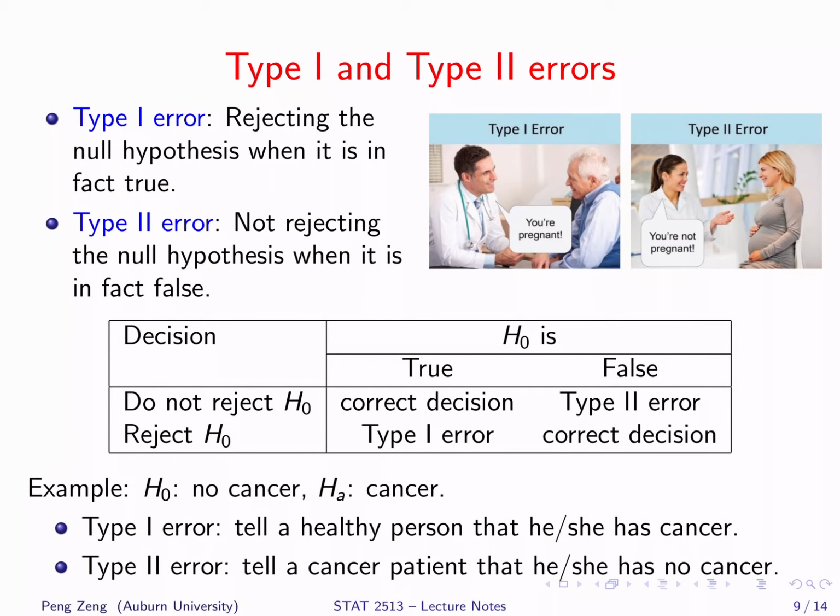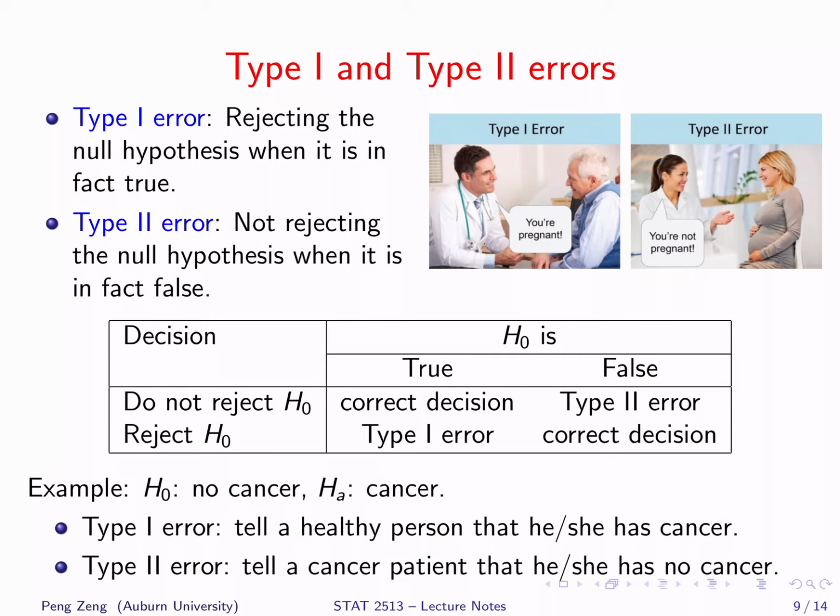When we perform a hypothesis test, we may make mistakes. There are two different types of errors, namely type 1 error and type 2 error. Look at the table below. For H0, it can be true or false. For the decision, we may reject H0 or do not reject H0. 2 by 2, there are 4 possible scenarios.